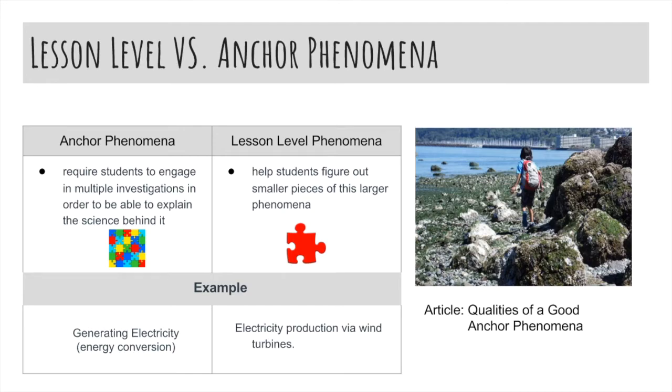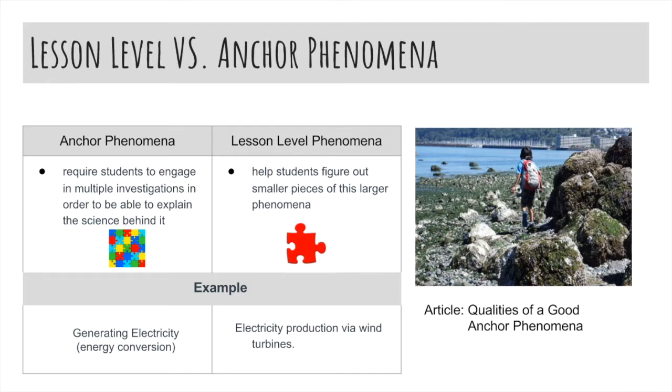There are 2 types of phenomena, anchoring phenomena and lesson level phenomena. An anchoring phenomenon will require students to engage in multiple investigations in order to be able to explain the science behind it. It is like a finished puzzle, the big picture. Lesson level phenomena help students figure out smaller pieces of this larger phenomena, like the various pieces of a puzzle fit together to form the larger picture.